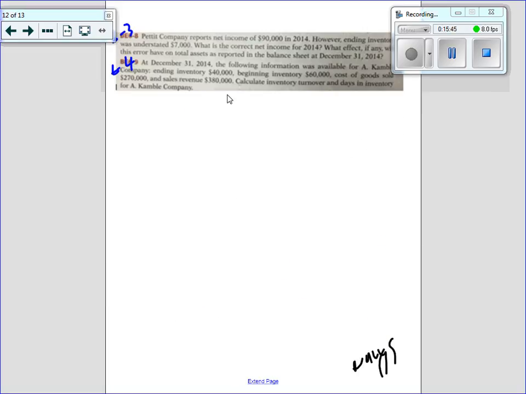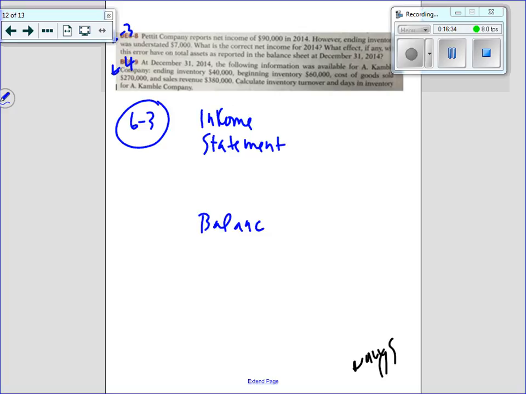Brief exercise 6.8 is actually talking about the section I lectured on yesterday. Pettit Company reports net income of $90,000. However, ending inventory was understated, in other words, it was lower than what it should have been. What is the correct net income for 2014? What effect, if any, will that have on total assets? We need to talk about how it's affecting the income statement and the balance sheet. Let's do the easy one first.